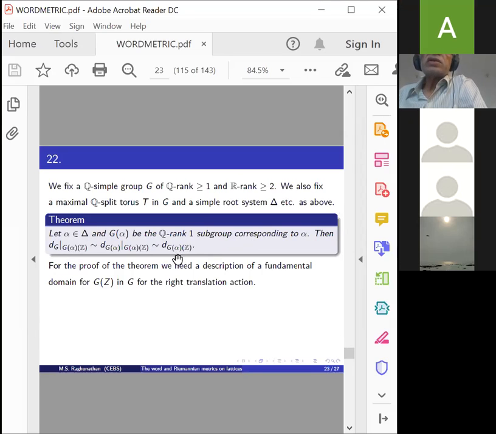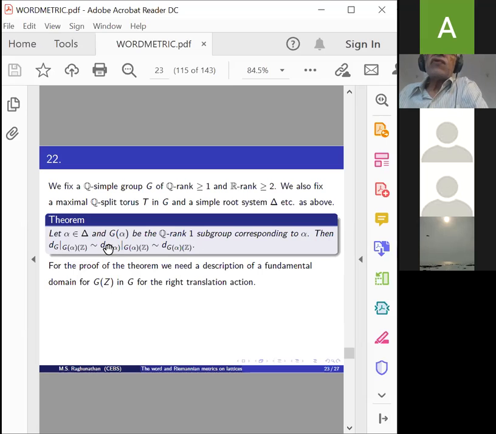Sorry, this is not correct. This should be G here, DGZ, right, should be DGZ, not DG alpha Z. Because we've seen that if it's a purely Q rank 1 group like SL2Z in SL2R, this won't be true. So this should have been, I should have written DGZ, G, not G alpha. Okay.